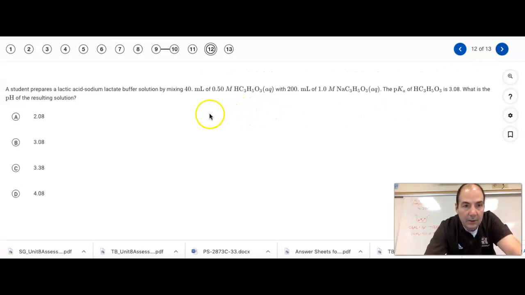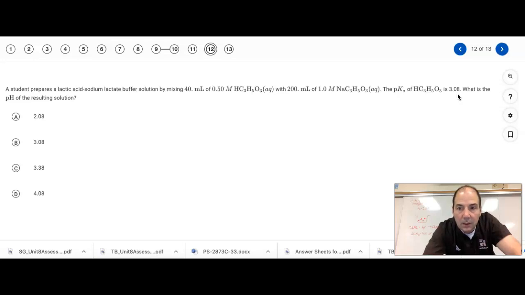All right, and again, we have 40 mils of 0.5 molar lactic acid and sodium lactate. So we have 200 mils of 1 molar sodium lactate. That's the conjugate base, so I have way more base than acid. So if the pKa is 3.8, more base is going to make that go up.